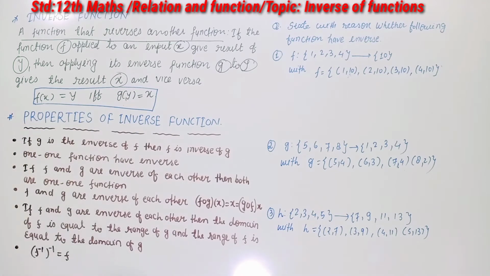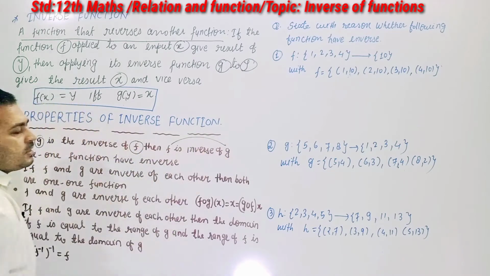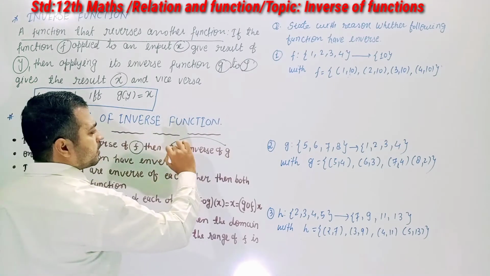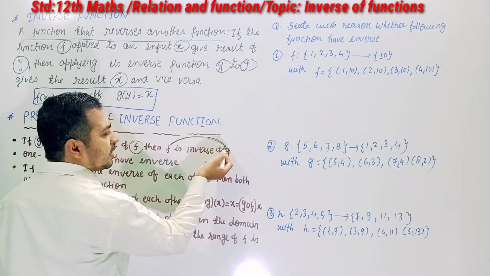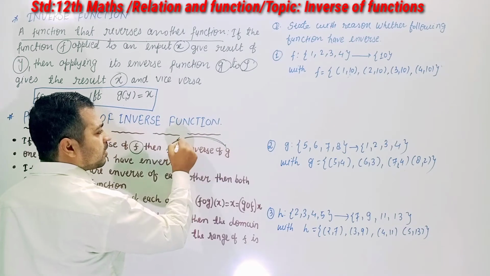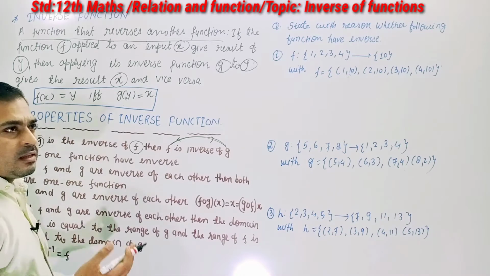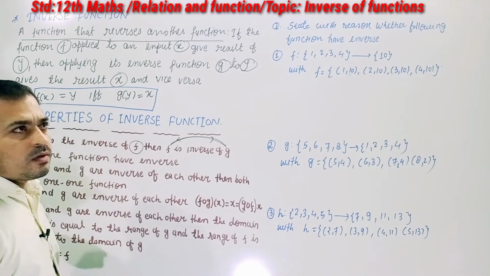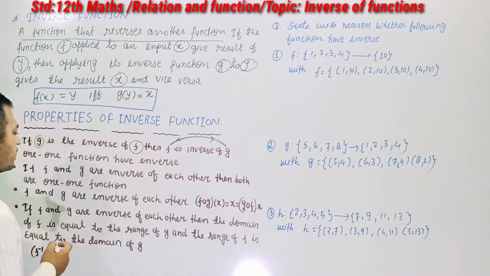So what are the properties of an inverse function? If g is the inverse of f, then f is also the inverse of g. It means if you take the inverse of f, you get g, and if you take the inverse of g, you will get f. How can you check that a function has an inverse? The given function must be one-one, then you can say that the function has an inverse.